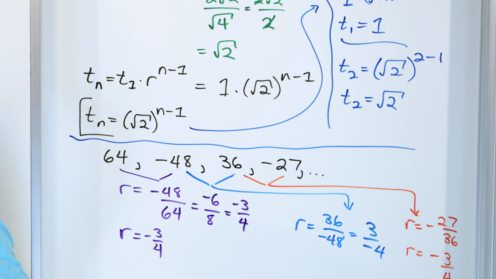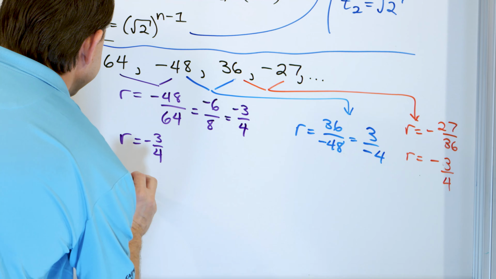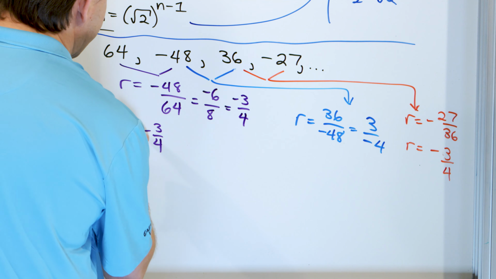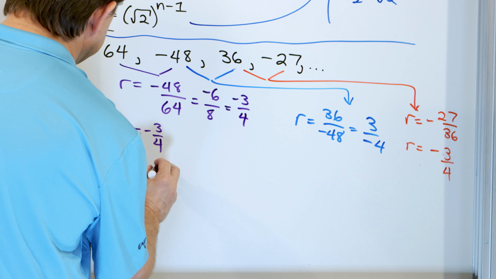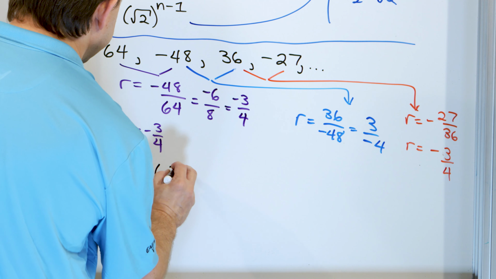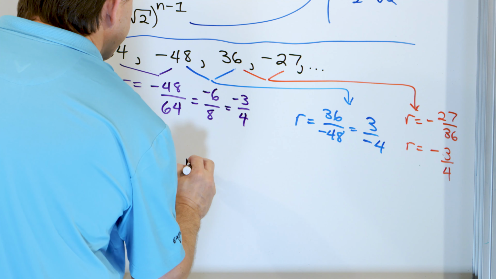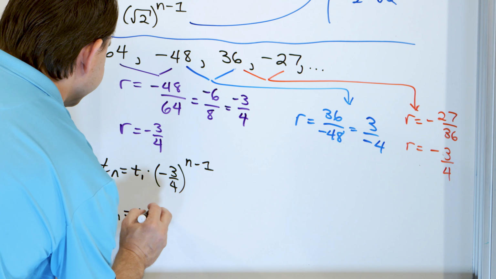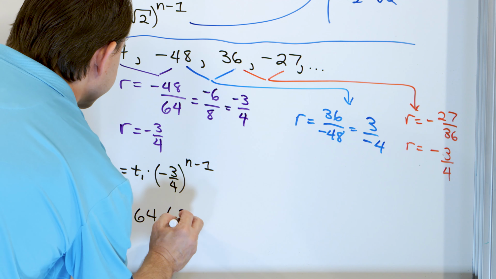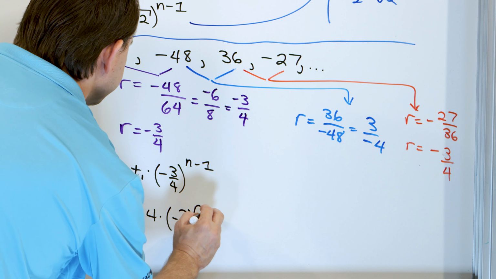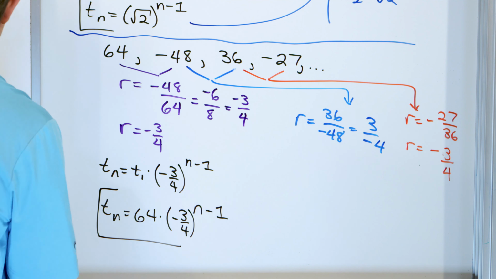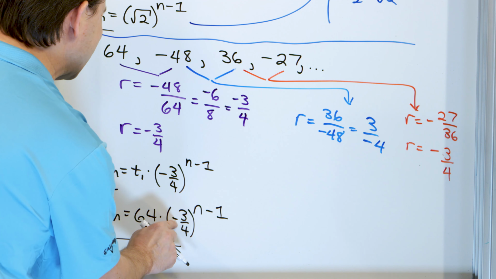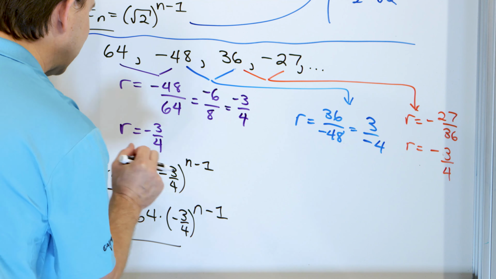So how do we find the nth term? It's just the first term times the common ratio. Now, because it's a fraction and because it's negative, it's always a good idea to wrap it in parentheses. And you have the power of n minus 1. Now, the first term is 64. So it's going to be 64 multiplied by negative 3/4 to the n minus 1. You must wrap this common ratio in parentheses to make sure that the exponent applies to the negative as well as the fraction.